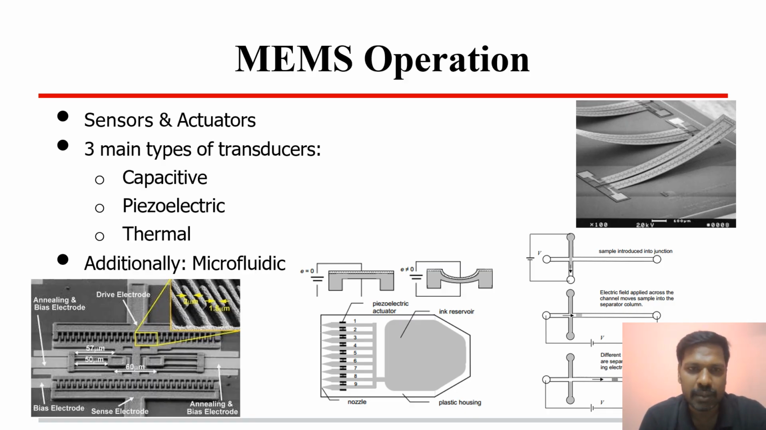Next one is MEMS operation. Two very important MEMS devices are MEMS accelerometers and MEMS gyroscopes. They are used to detect motion, tilt, and rotation. These sensors are widely used in mobile phones, vehicles, and navigation systems.